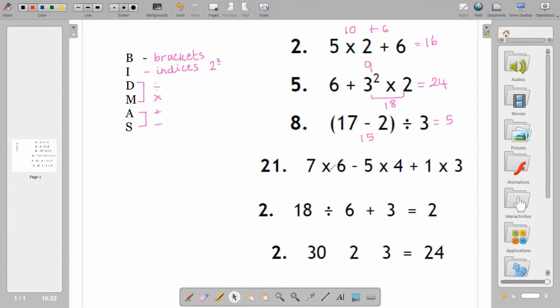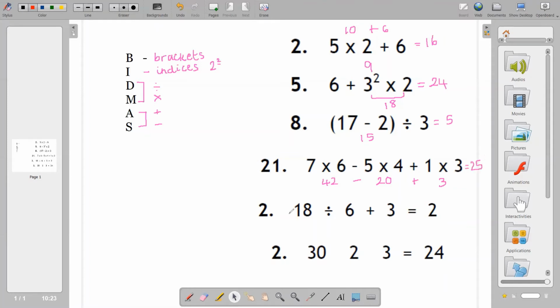So we're going to solve all the multiplications first. So we have 7 times 6, which is 42, and we have 5 times 4, which is 20, and we have 1 times 3, that is 3. And I can now put back in my subtraction and my addition. So we do 42, take away 20, which would be 22, add 3 equals 25.